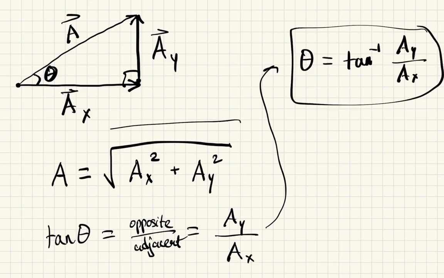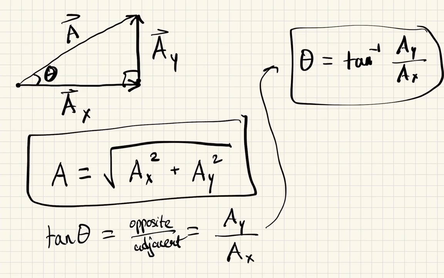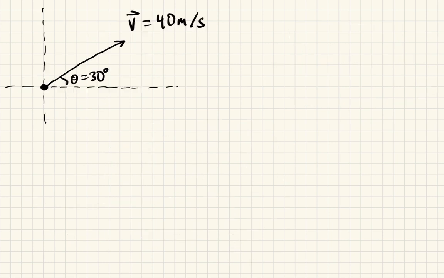So now you have these two equations to figure out the vector's magnitude and direction when you just have the x and the y component. All right, so let's do an example here. Here we have a velocity vector. The velocity vector has a magnitude of 40 meters per second and a direction of 30 degrees above the horizontal.